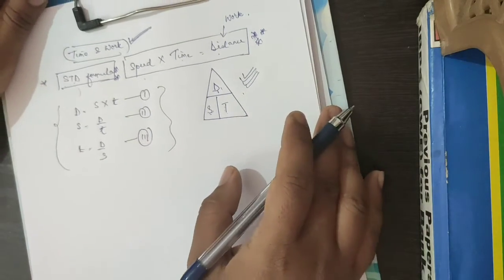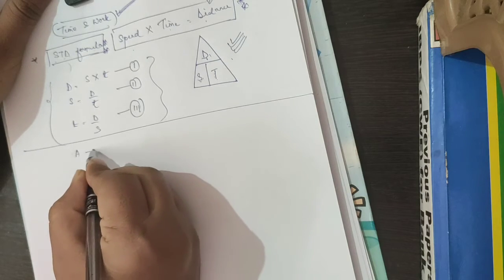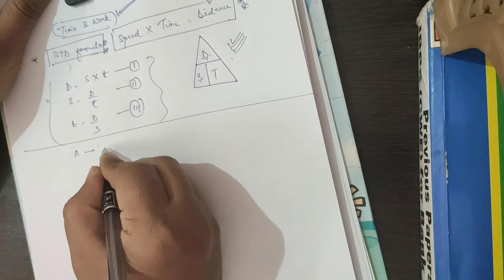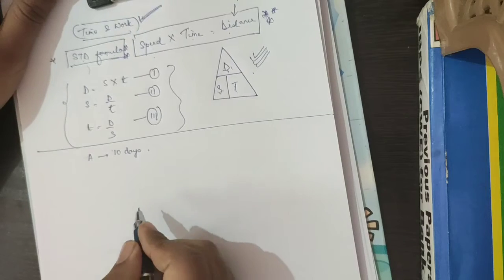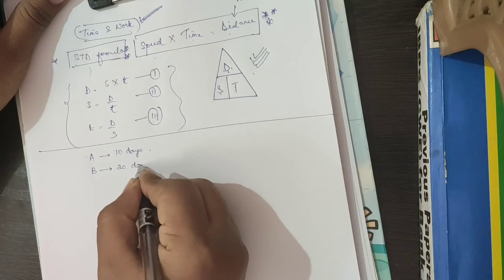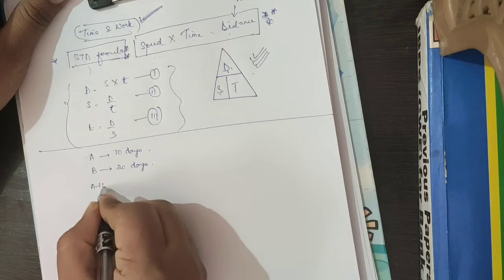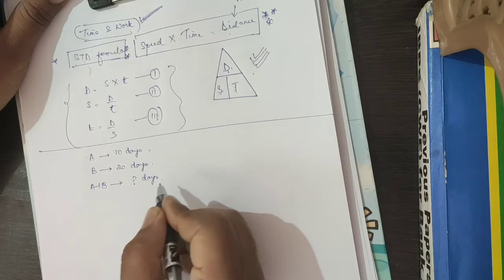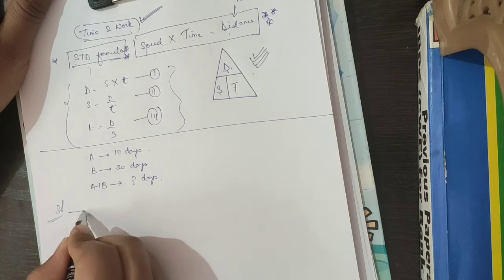Suppose one guy A can do a piece of work in 10 days, and B can do a piece of work in 20 days. Working together, A and B, in how many days can they complete the work? So this is the question.